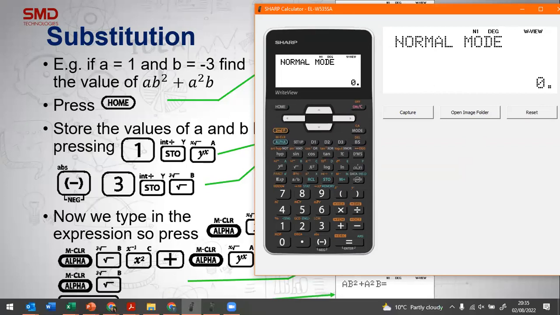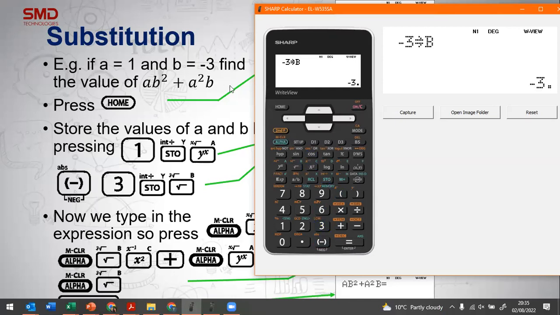Okay, so again, we're going home to normal mode. And then we're going to store the values of 1 and -3 into A and B. So to do that, we first press 1, we say store, and we press our A memory key, which is, you can see it's A above the Y to the X. Remember to use your negative button to make a minus, and then store that into B.